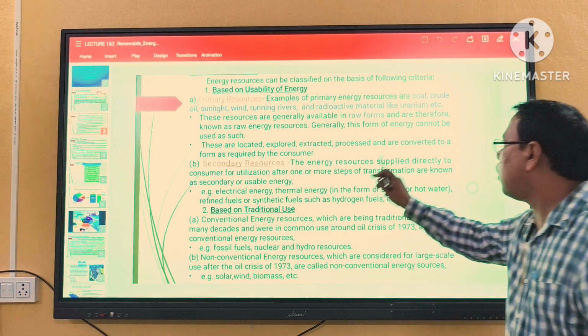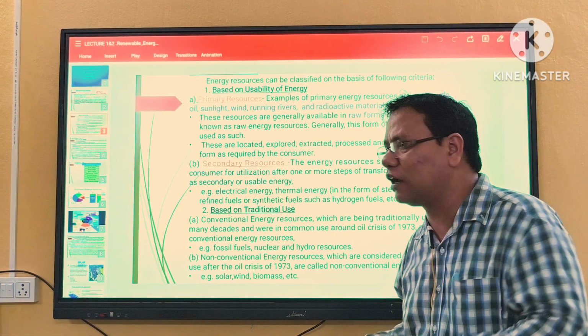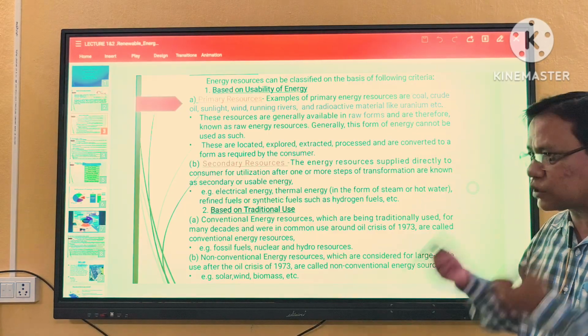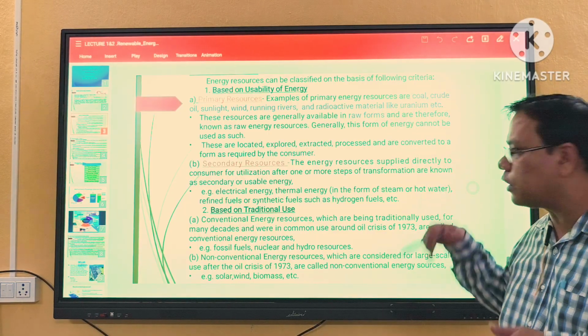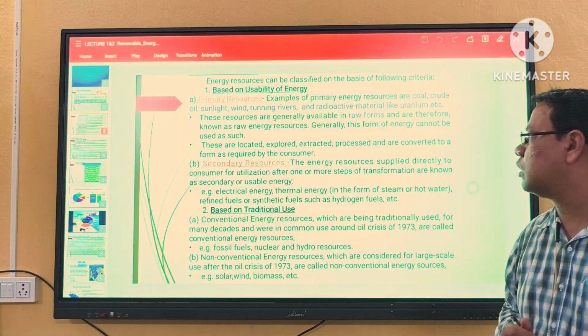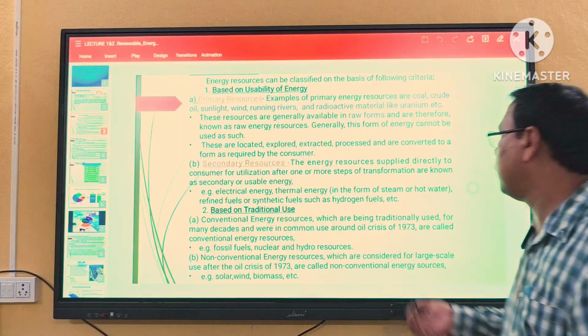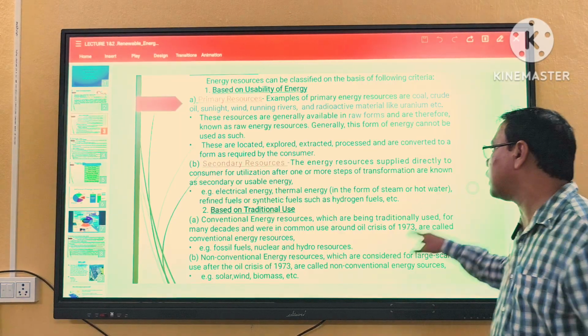First, we have to locate where it is present. Then we explore, then extract it, and again process and convert it into a usable form. To convert it into our requirement, secondary resources are there.